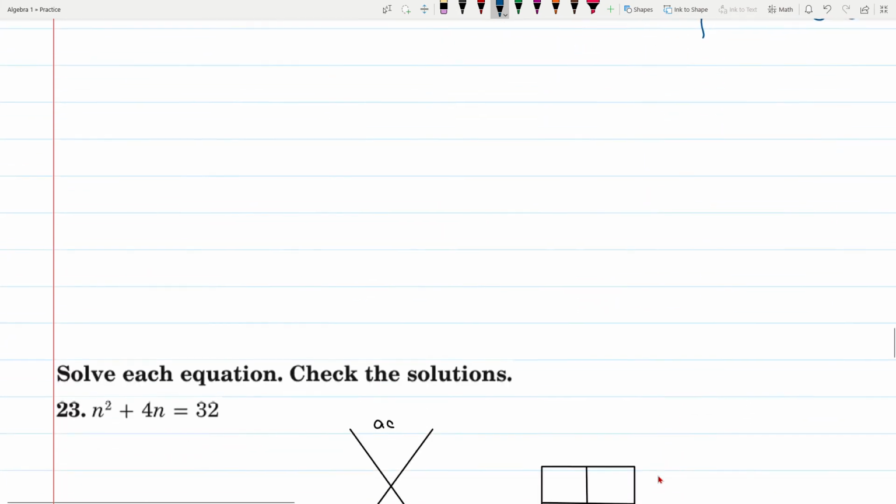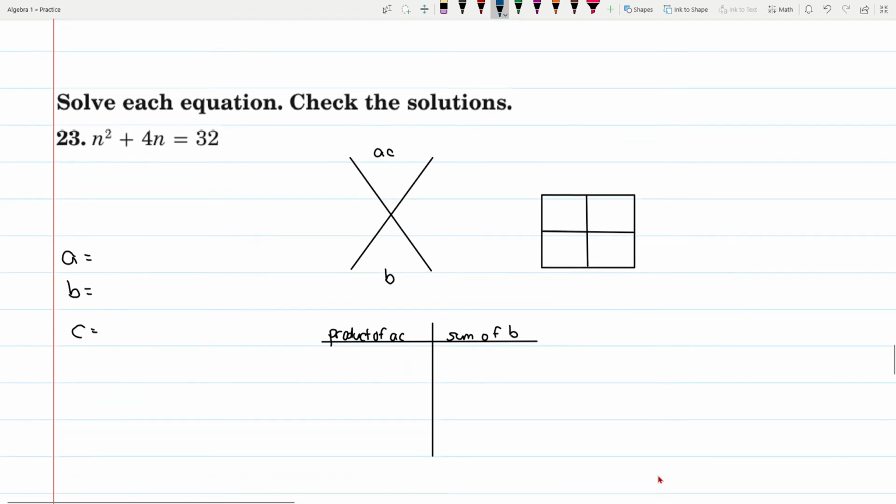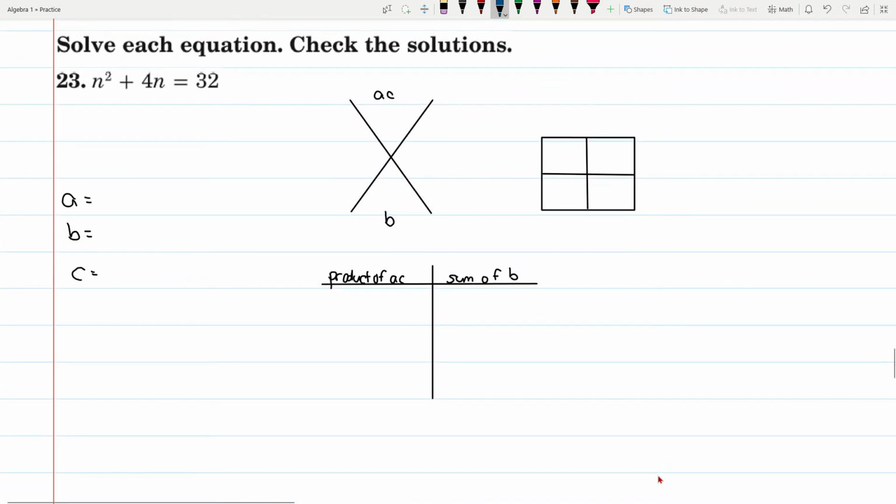3 more to go. In this type of equation, you have to be careful because these always have to be set equal to 0. And so we first need to start off by actually subtracting 32 from both sides of this equation. So that way we can make this equation equal 0. That way that cancels. You're left with n squared plus 4n minus 32 equals 0.